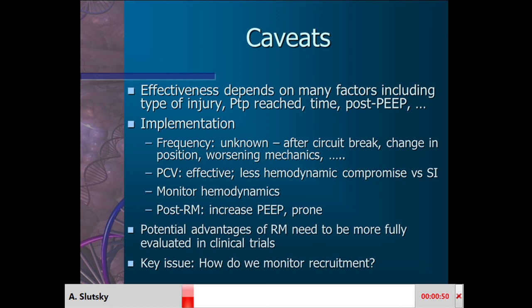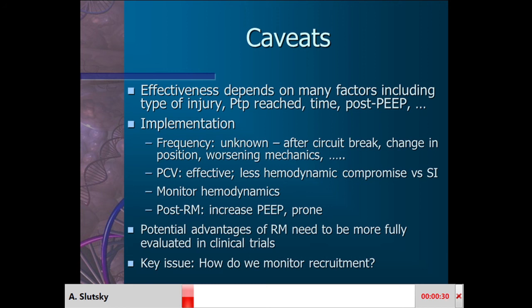I think that can be acutely life-threatening. And post-recruitment maneuver, it's important to think about how we make sure the lung stays recruited. Because I showed you, if you allow it to de-recruit, you may actually be doing more harm than good. And I think that the potential advantages would benefit from clinical trials that address this directly.